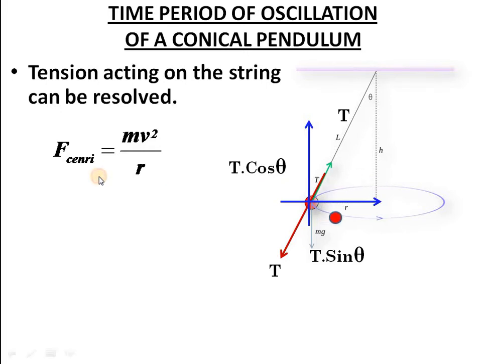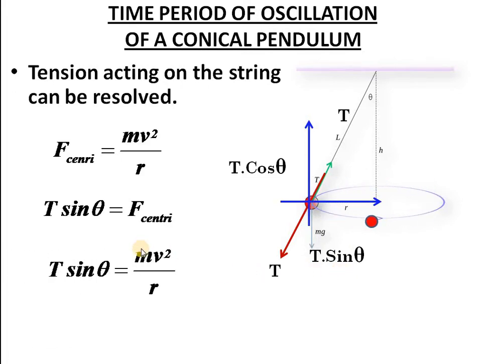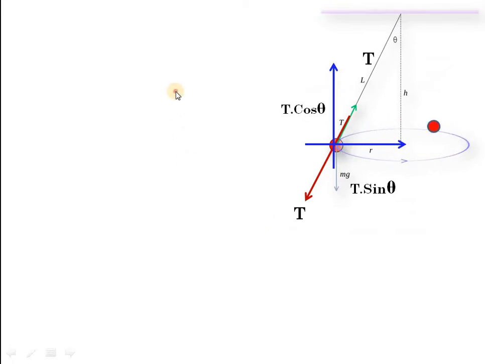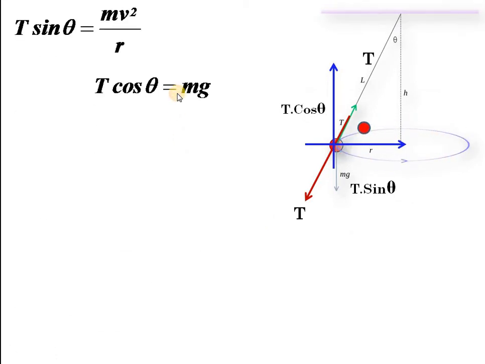And again we have seen that this centripetal force is equal to T sin theta, as given in the figure. Now if you equate both these relations, we get T sin theta equals mv square by r. So there is no doubt in it. And when we come to the vertical part, in the equilibrium condition, the upward component T cos theta will be equal to the downward component mg, where m is the mass of the bob.